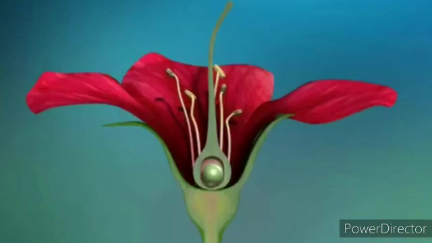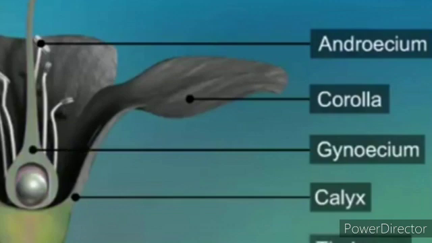Flower is the reproductive part of the angiosperms present in the plant. A typical flower has 4 different parts. What are they? Calyx, corolla, androecium and gynoecium.